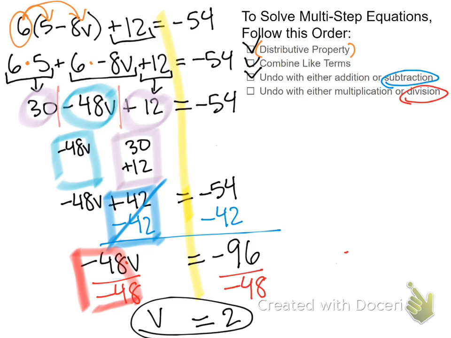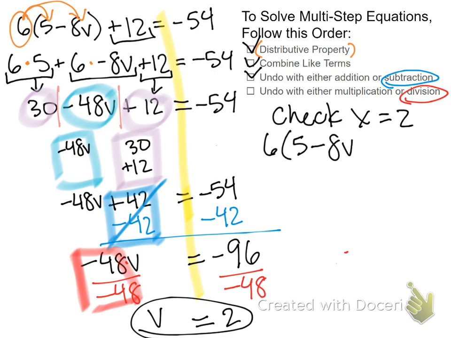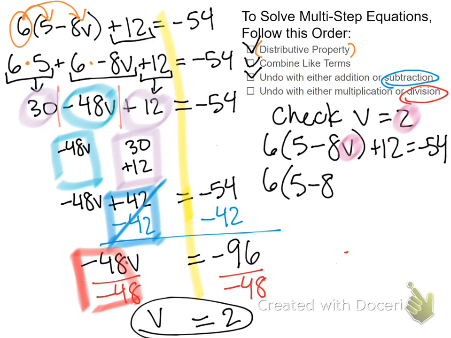And I'm going to check that. So we're going to check to see whether x equals 2 is the solution to our original problem. Oh, I guess our variable is v here. Plus 12 equals negative 54. Okay, so wherever I see a v in my problem, I'm going to replace it with 2. So this ends up being 6 times the quantity 5 minus 8 times 2 plus 12 equals negative 54.